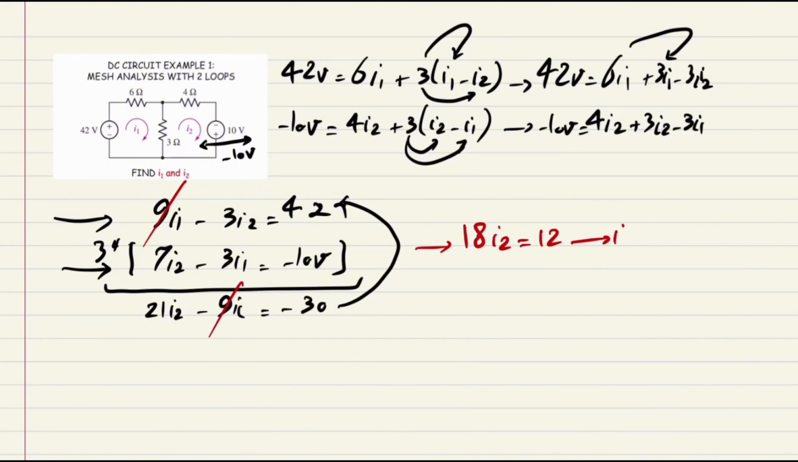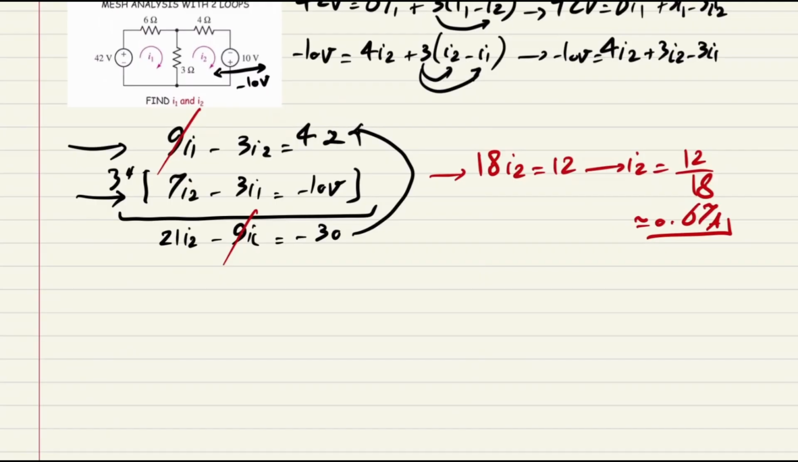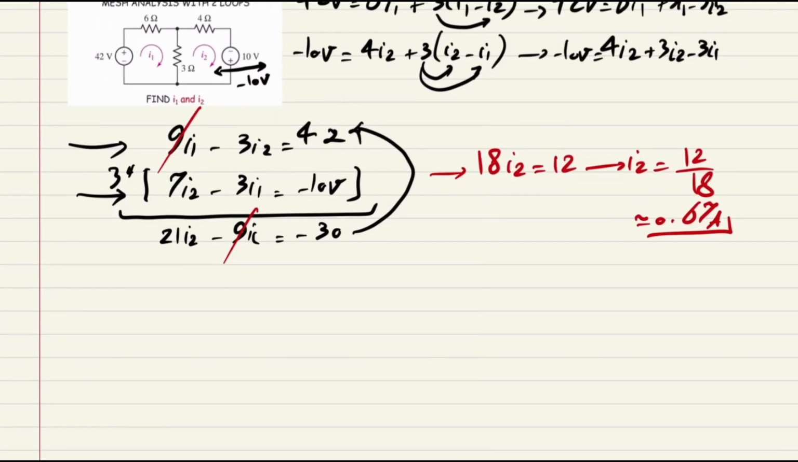So my I2 would be equal to 12 divided by 18. 12 divided by 18 is around 0.66, so let's consider that 0.67 amp. This is one of my currents, I2. Then try to find I1. It doesn't matter which equation you use, this one or the new one.